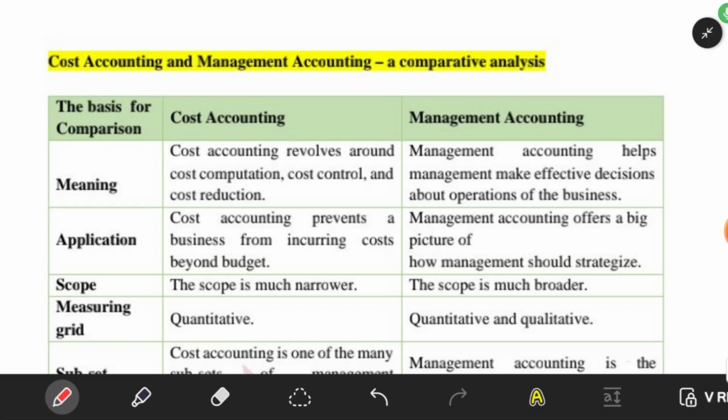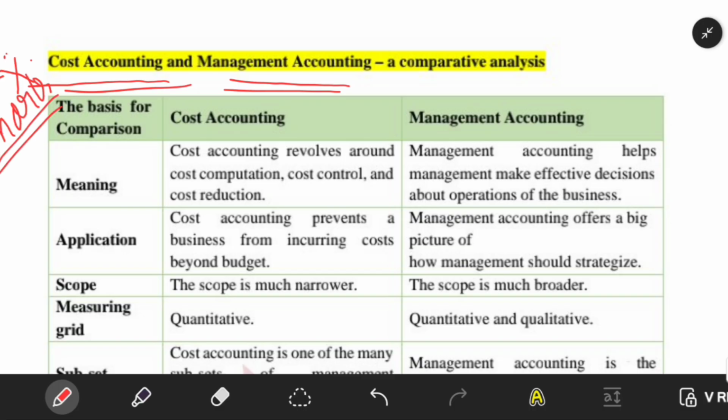Next is the difference between cost accounting and management accounting, and this is also very important. It carries 7 marks for theory. Let's understand the difference between cost accounting and management accounting. Meaning: cost accounting revolves around cost computation, cost control and cost reduction. That is, it is mainly about calculating the cost, controlling the cost and reducing the cost.